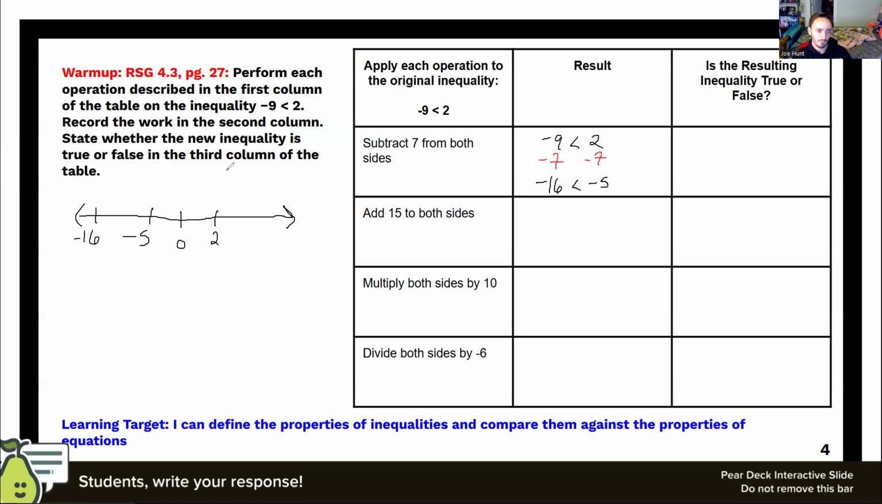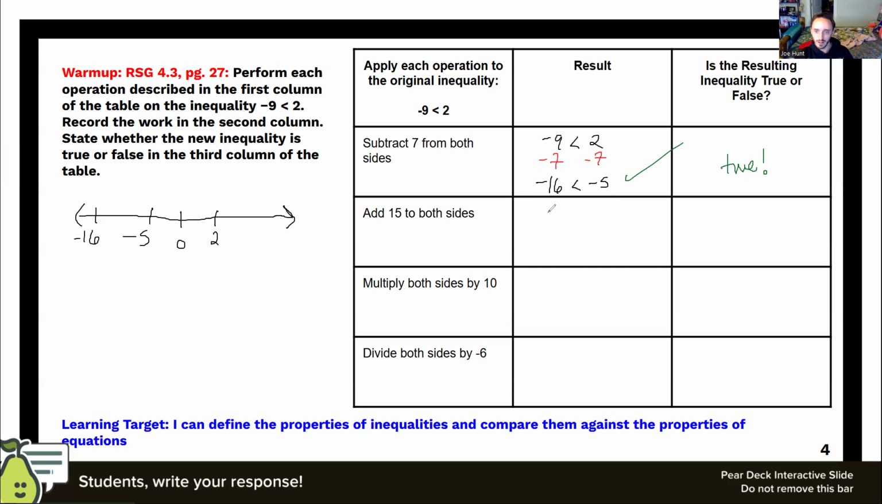Is it less than? We'll notice here that that is still a true statement. So that's true. There's no problem with that inequality. When I subtract 7 from both sides, I get the same truth value, right? The initial observation still holds.